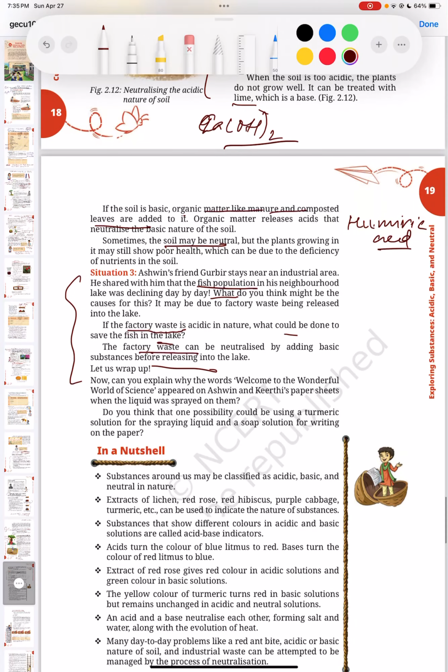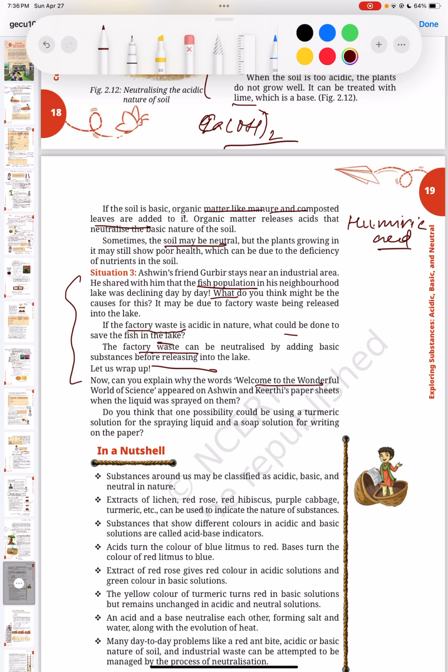All right. By the way, if you come back to the preface that we started with, right? That there was a paper which had nothing written on it, but by spraying something on it, something magically appeared. So it seems like it was nothing but what? It was a trick using an acid base indicator, right?